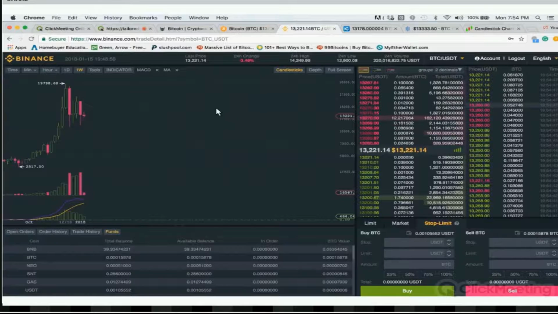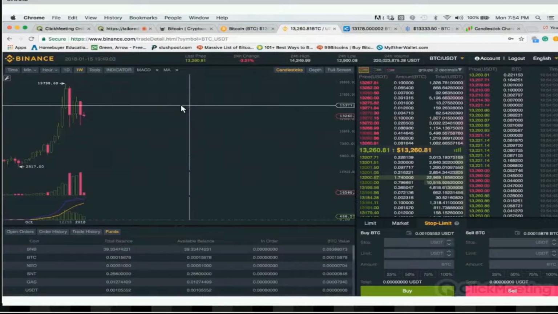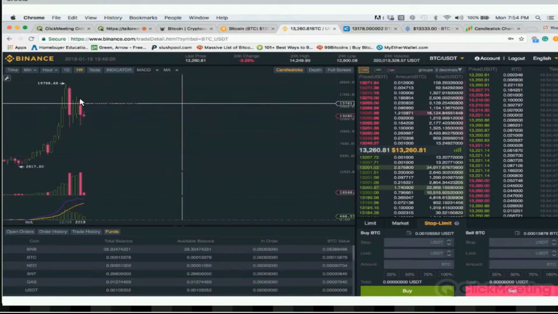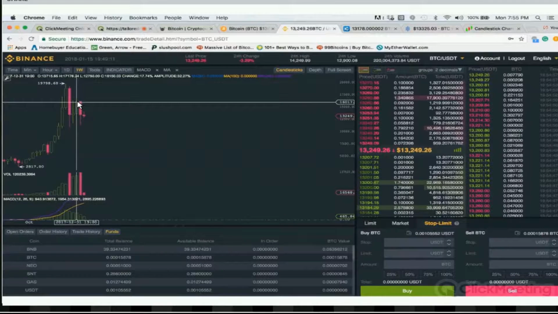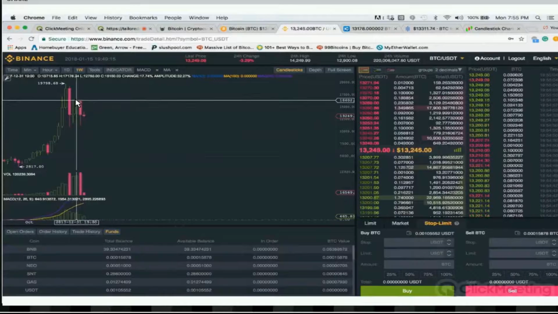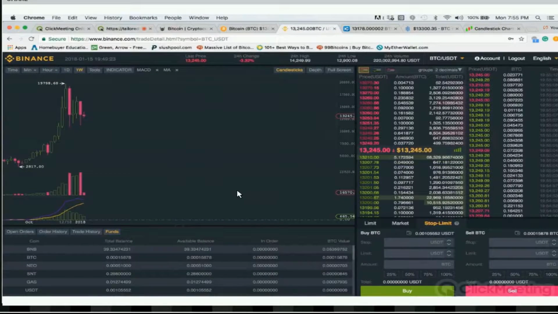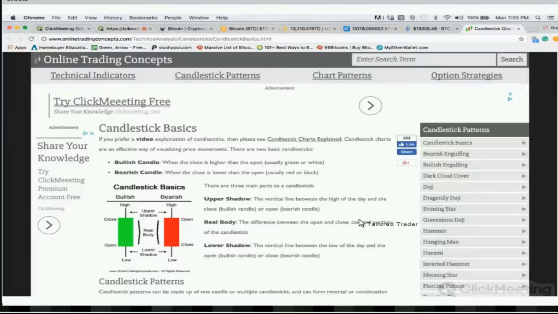Now, to get back here to Binance and start actually reading the price, first and foremost, you probably would have to know what a candlestick is. Now, there are different types of charts. There are line charts, there are tickers, but I'm comfortable reading the candlestick, and this is what I like to use. This is what I like to read the price with. So we're going to talk about candlestick charts, and we're going to use this link over here by Online Trading Concepts, which is Candlestick Basics.